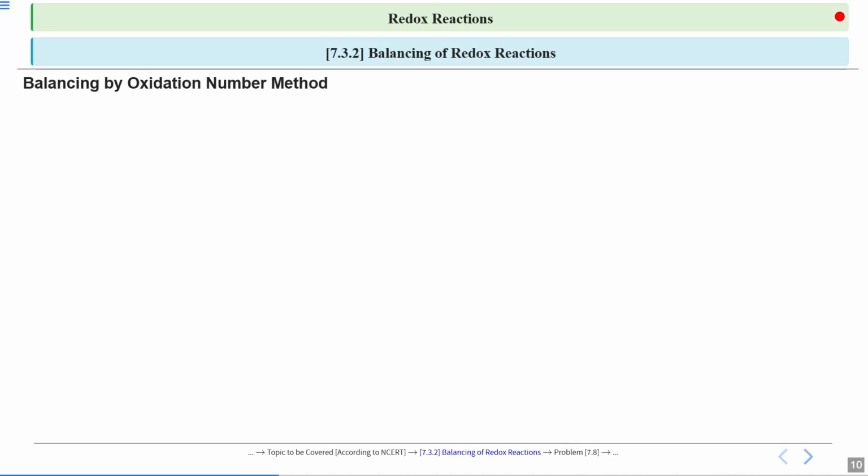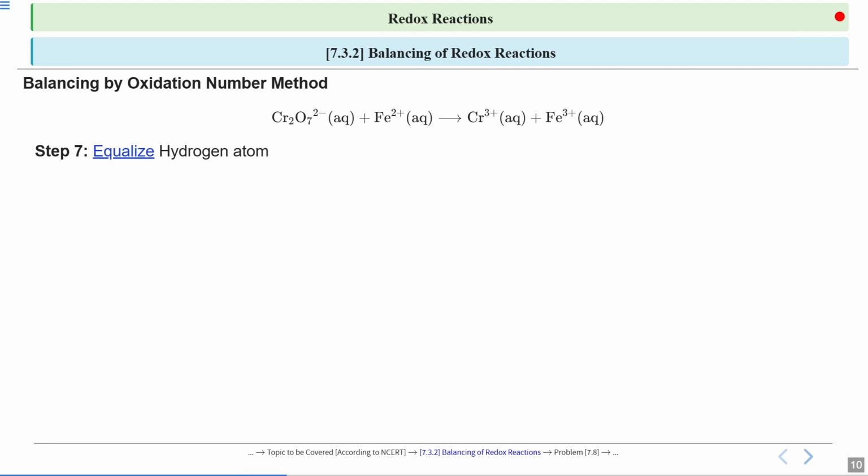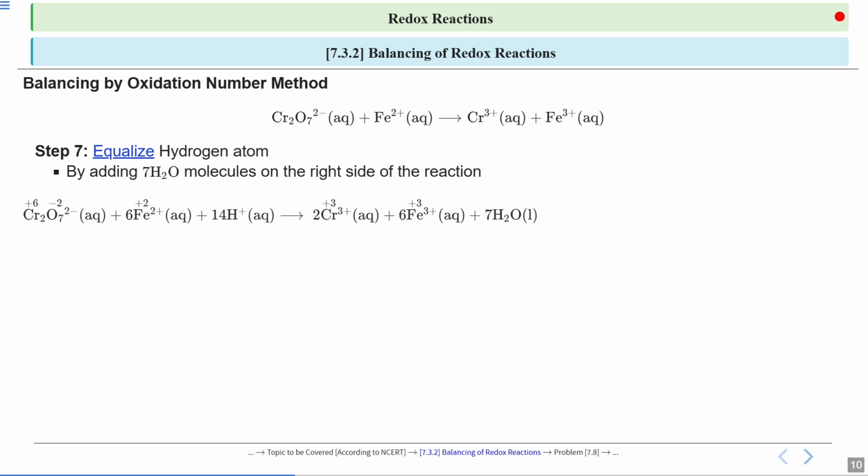The balancing by the oxidation number method for this given equation. Now we will equalize the hydrogen atoms. And how can we equalize the hydrogen atoms? We can equalize the hydrogen atoms by adding water molecules on the right hand side. Now the question arises, how many water molecules do you have to add, as it is mentioned over here that 7 H2O.